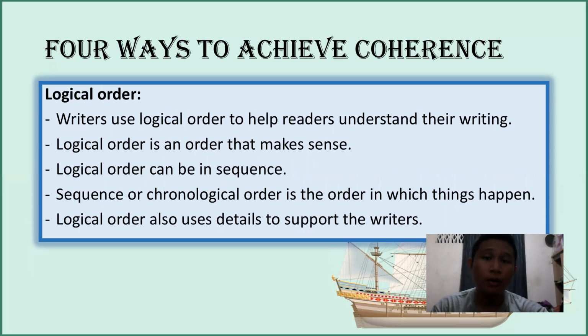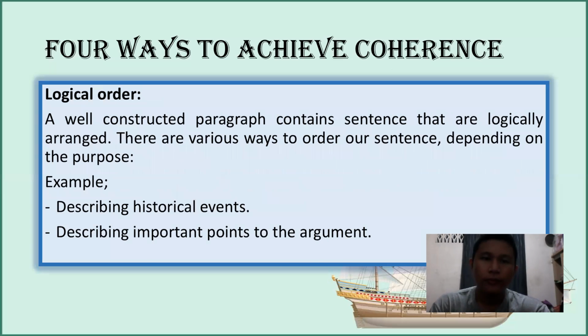Writers use logical order to help readers understand their writing. Logical order is an order that makes sense. Logical order can be a sequence. Sequence, or chronological order, is the order in which things happen. Logical order also uses details to support the writer. A well-constructed paragraph contains sentences that are logically arranged. There are various ways to order our sentences depending on the purpose, for example, describing historical events or describing important points in an argument.